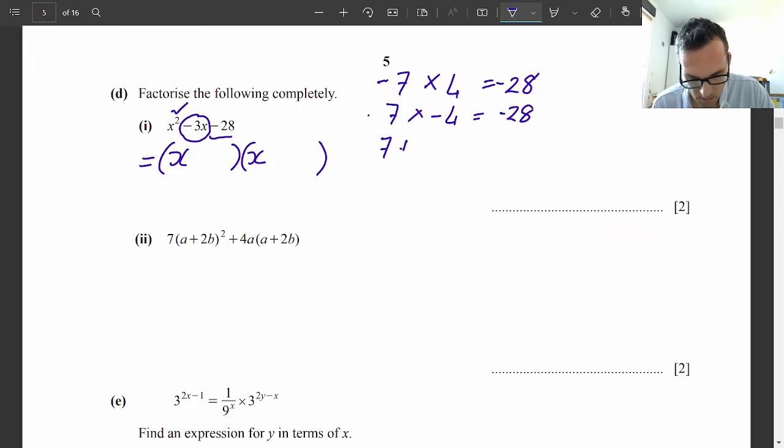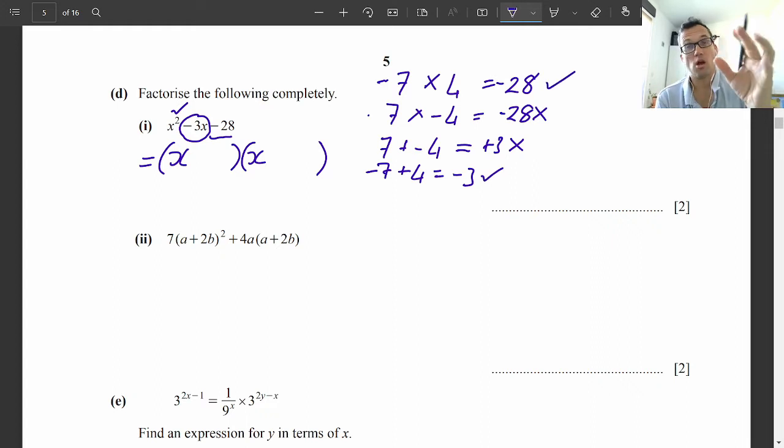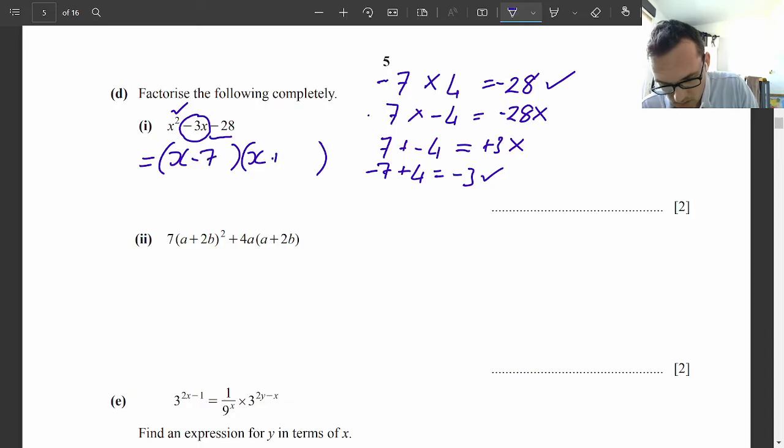7 plus minus 4 is 7 minus 4, which gives us a positive 3. So that's not going to be it. So it's not going to be the second one here. If we do minus 7 plus 4, that gives us a negative 3. So that means it fulfills our requirements. So that gives us minus 7 plus 4.